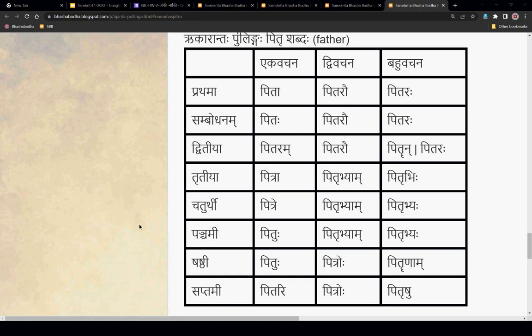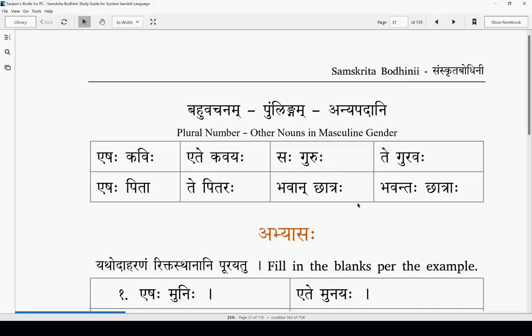Okay, so we have Pita. In the Bahuvachanam we know Pitaraha. And then the other one we commonly use is Bhavan. We are already familiar with this Bhavan, Bhavan Kaha, which we have studied in the last few pages, like Aham Shikshakaha, Aham Balakaha, Aham Chhatraha. In Bahuvachanam, Bhavan Kaha becomes Bhavantaha. Again it looks different because its form is different.